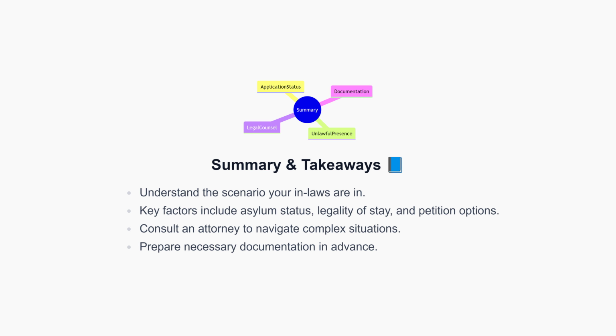Let's wrap up the key points from our discussion today. First, it's important to have a clear understanding of the scenario your in-laws are in. Remember, key factors include the status of their asylum application, the legality of their stay, and the options for an I-130 petition. Consulting an attorney will help navigate these complex situations effectively. Finally, ensure all necessary documentation is prepared in advance.